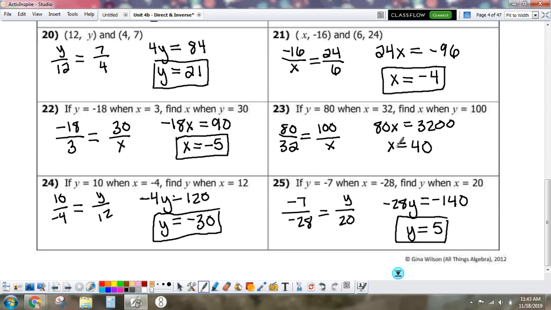And that's how you do direct variation problems.